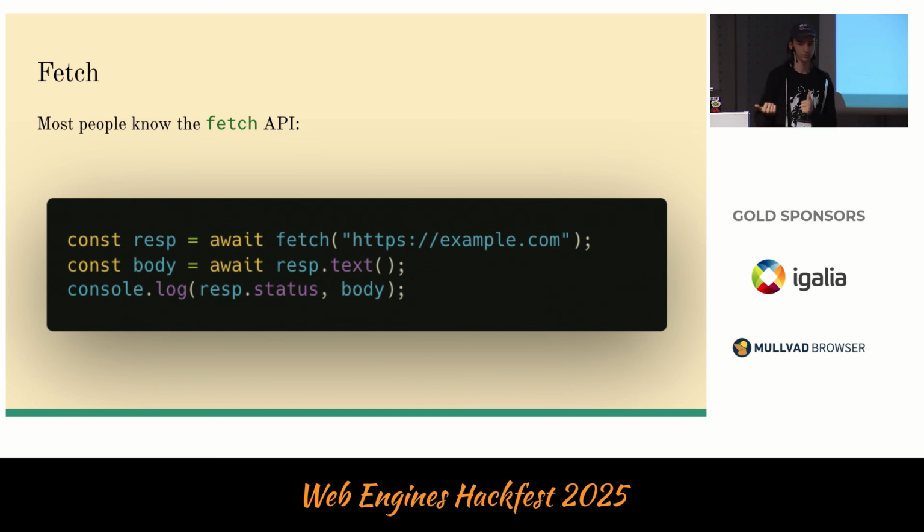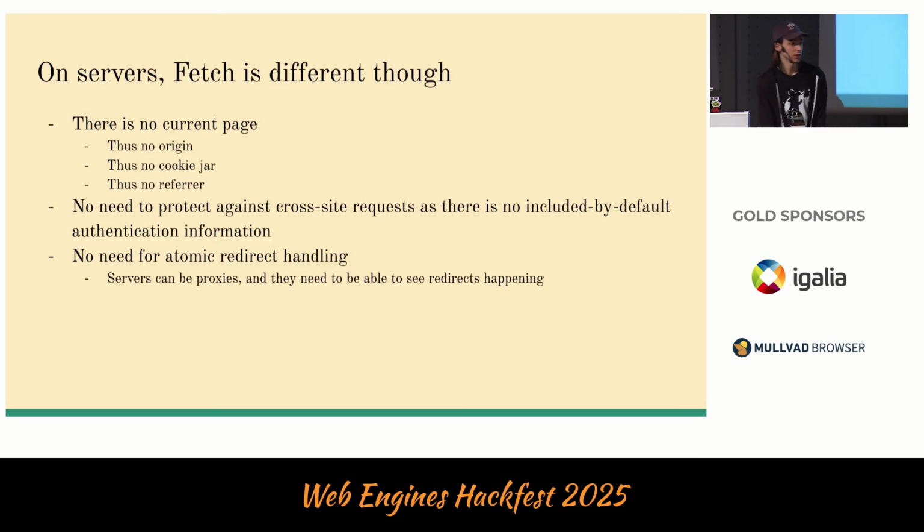But it tells you what headers you need to put in, what things need to be sanitized out, origins, cookies, all these kinds of things. And a lot of those things are not really relevant on a server. On a server, you do not have a currently active page, which means you don't have an origin, you don't have a cookie jar, you don't have a referrer that you can make fetch calls from. And because of that, there's a lot of things that you don't really need to protect against. If you don't have cookies, you don't need to protect against leaking those cookies across origins.